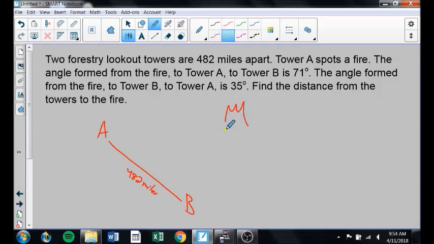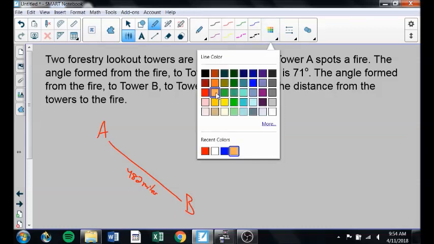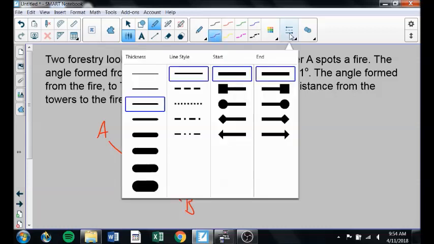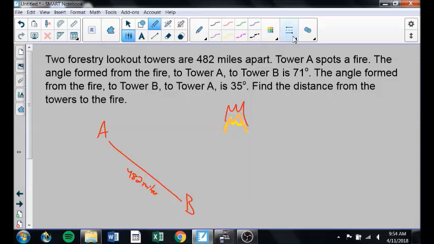This is my big, scary fire. The angle formed from tower A, from the fire to tower A to tower B is 71 degrees. That means this angle here is 71 degrees from the fire to tower A to tower B. So I totally wrote that backwards.